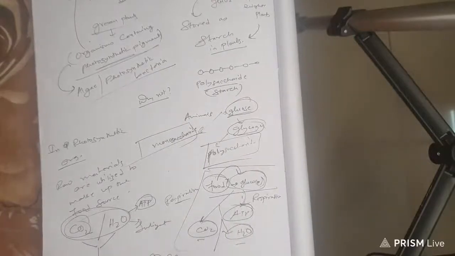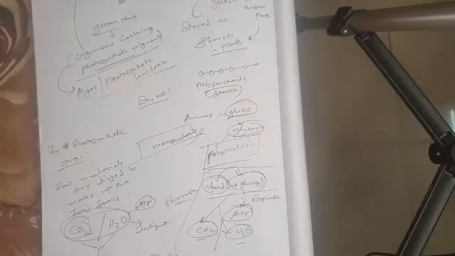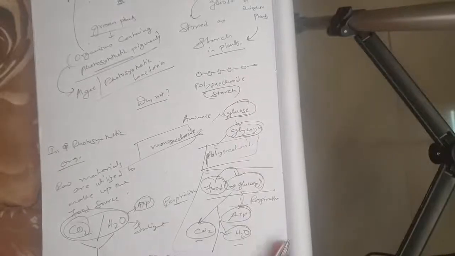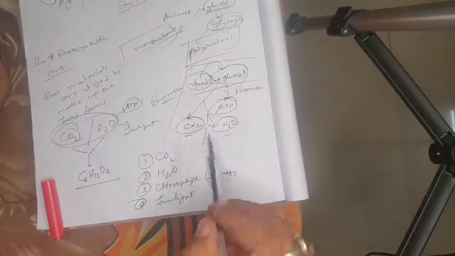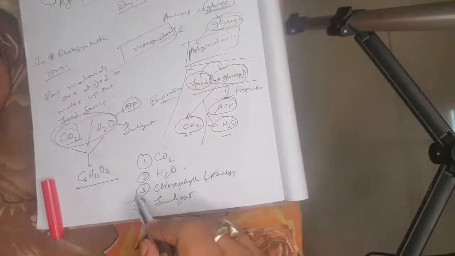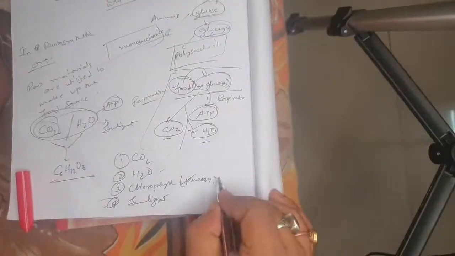Now this chapter will deal with a detailing of the chlorophyll or photosynthetic pigments. Sorry, I think it was not visible. See, number one, CO2 is required. Number two, H2O is required. Number three, chlorophyll is required. Number four, sunlight is required. Chlorophyll, we can say photosynthetic pigment.